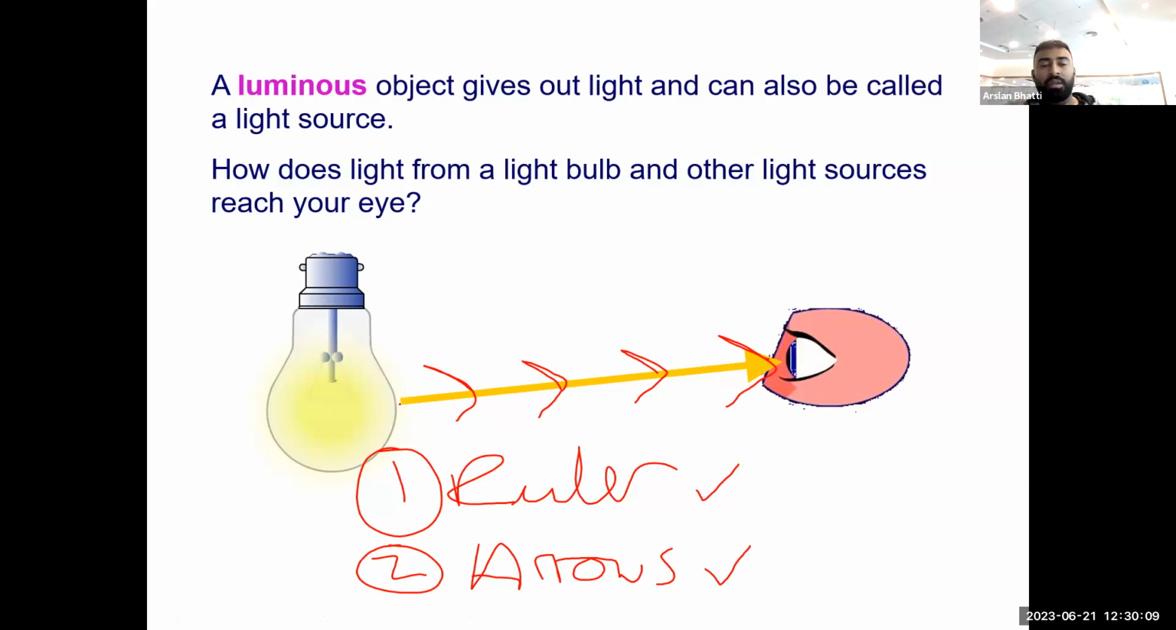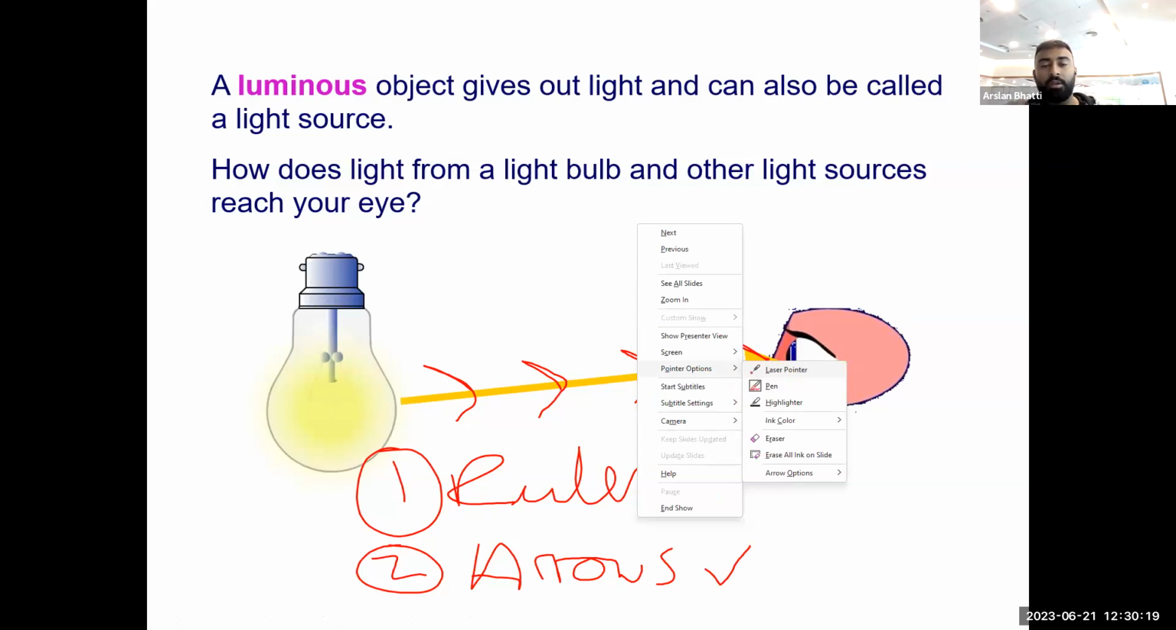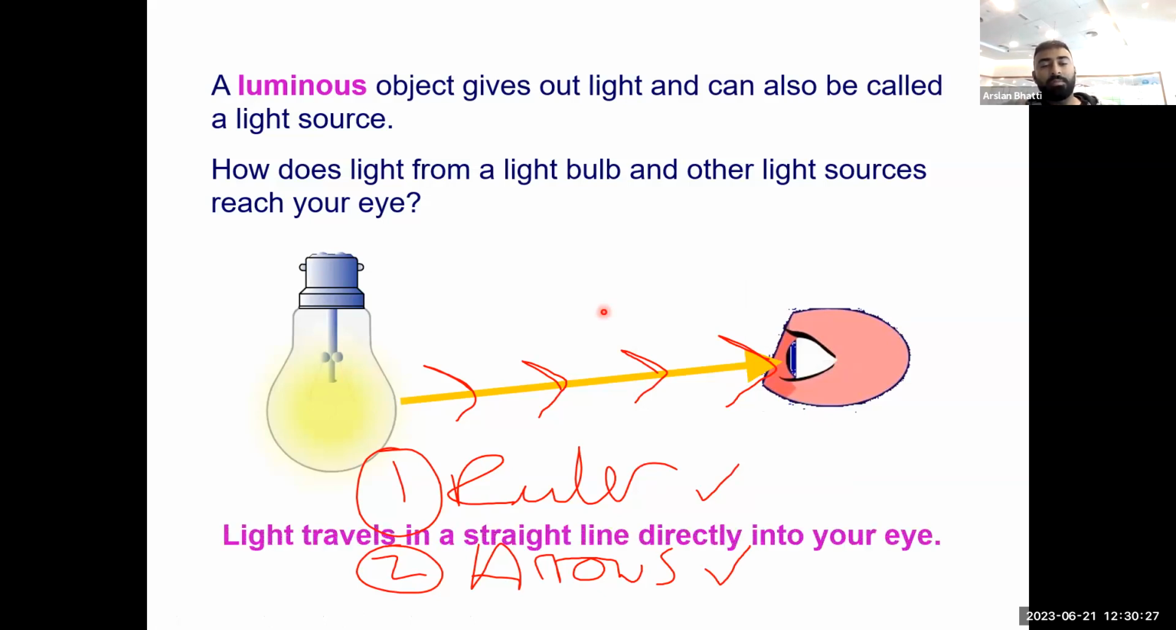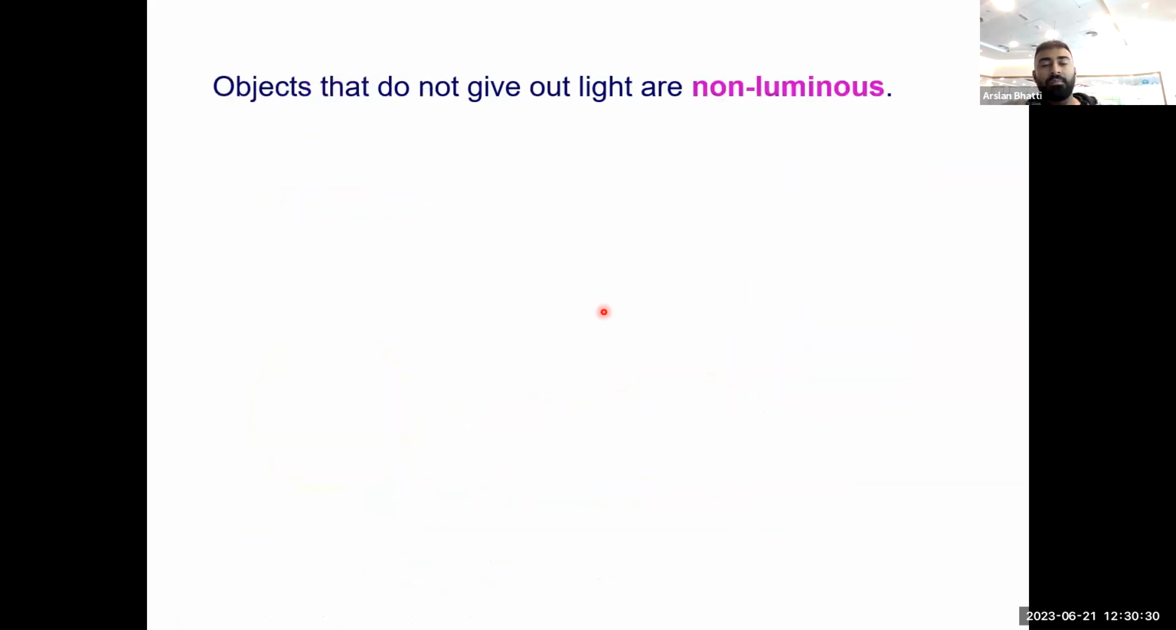And obviously the final thing is the line needs to go from the light source into the eyeball, and is always a straight line. It's never going to be any bent line. You can't curve light around any objects. It can only be reflected. All right. So straight line directly into your eye.